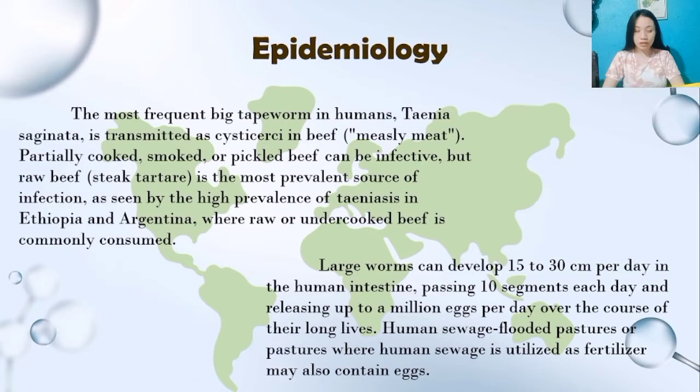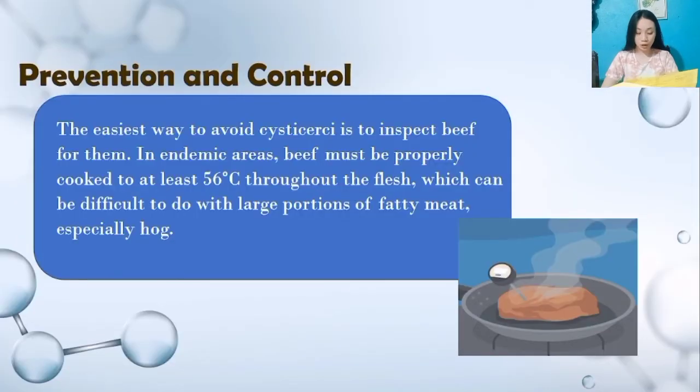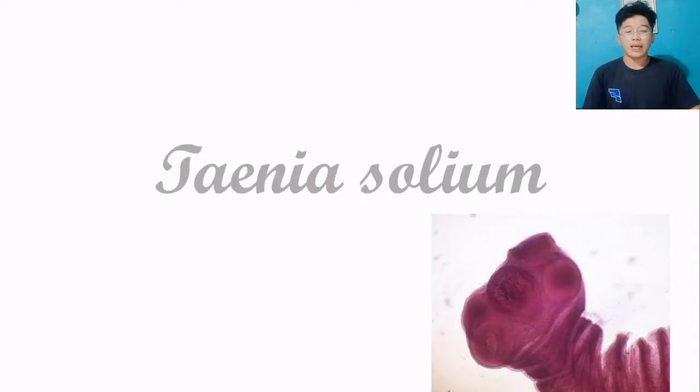Epidemiology. This parasite could be acquired by humans through consumption of raw or undercooked beef, which is common in Ethiopia and Argentina. They grow several segments a day and produce millions of eggs per day. Prevention and control. Inspect beef properly, be sure it is properly cooked, at least 56 degrees Celsius throughout the flesh.